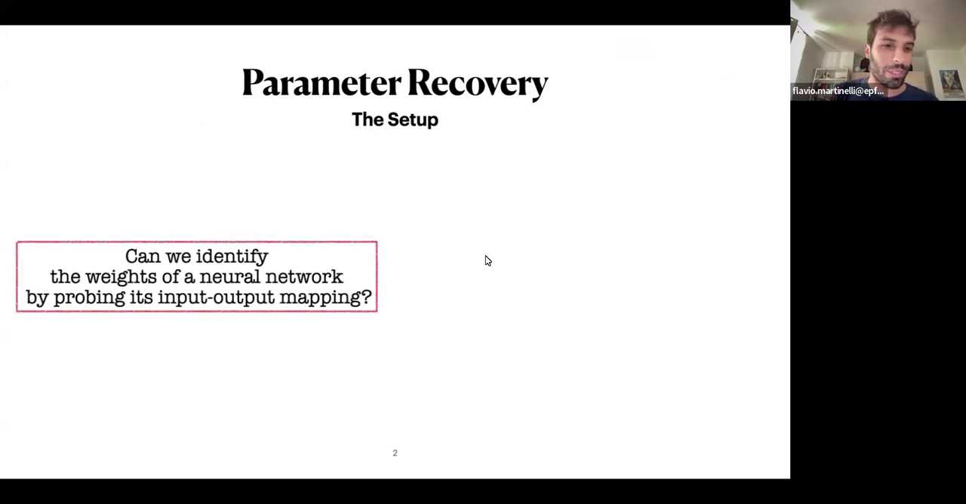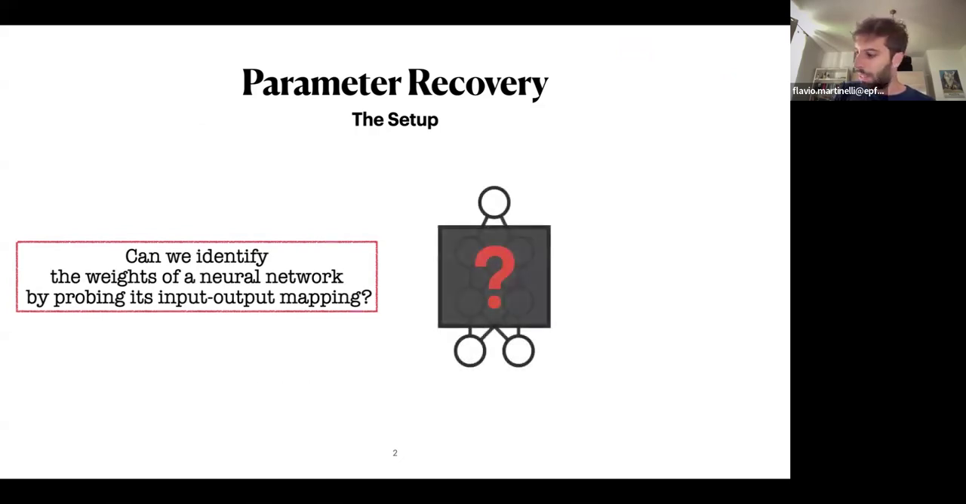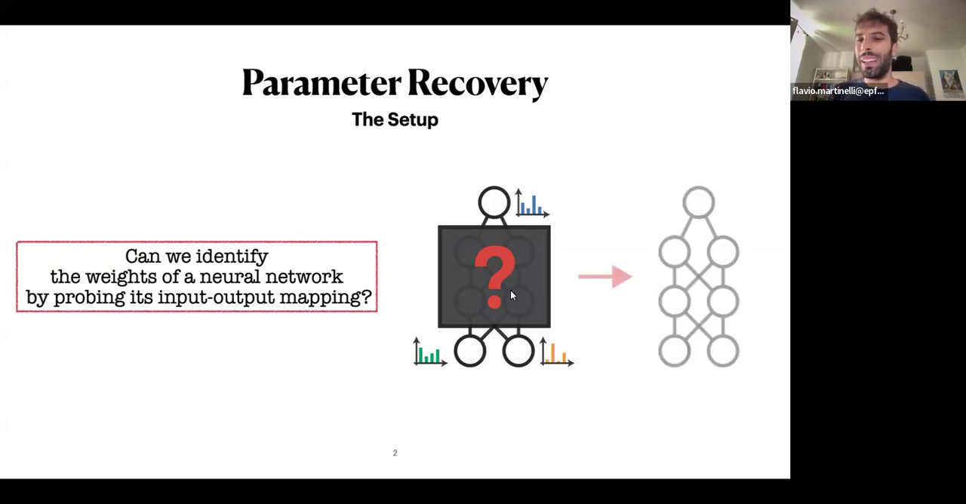I'm interested in parameter recovery, which is basically trying to answer this question in the red box: can we identify the weights of a neural network by probing its input-output mapping? To make it a bit more concrete, the setup is the following. I have a deep feed-forward neural network, and I have no information about how many hidden neurons are present in the hidden layers and what their connections are, so what are the weights that connect two neurons? The only thing I can do is give some inputs to the network and record the outputs. So basically I can only query this network. The goal and question of this talk and my paper is: can we actually recover its parameterization, and what are the conditions?